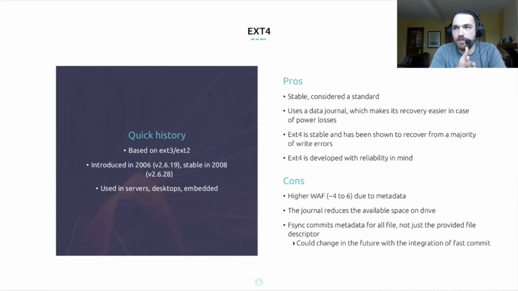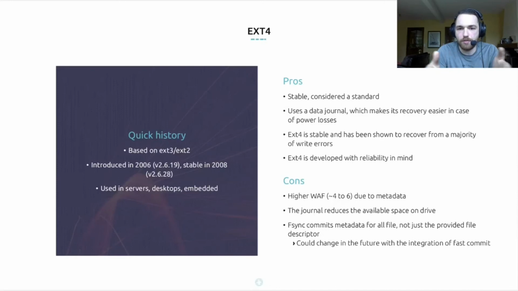Its main disadvantage is that it writes a lot of metadata, which means it has a higher write amplification factor, and the journal takes space on the drive. In an industrial case, you want to limit the cost of your product as much as possible, so you want to use a small SSD drive, and then you have even less space because there is a journal. A little quirk of that system is also that when you fsync a file, you don't just write the metadata for this file, but for all files in the kernel buffer cache.